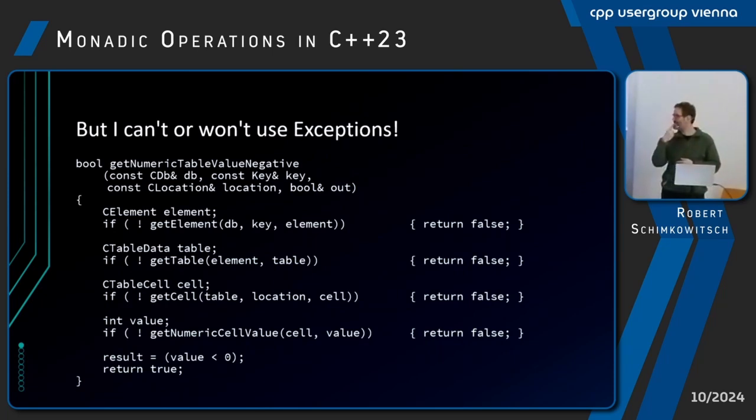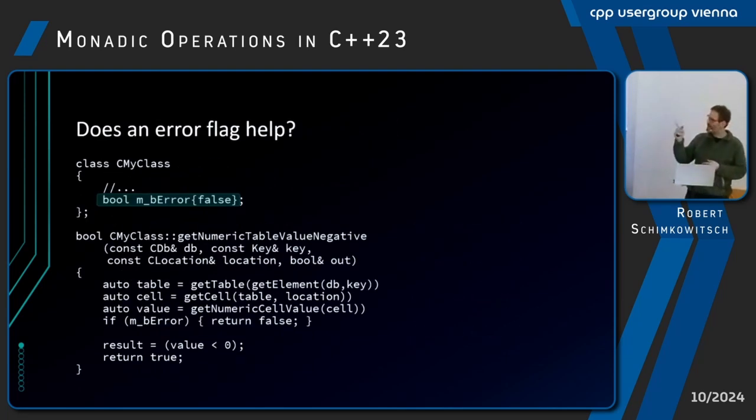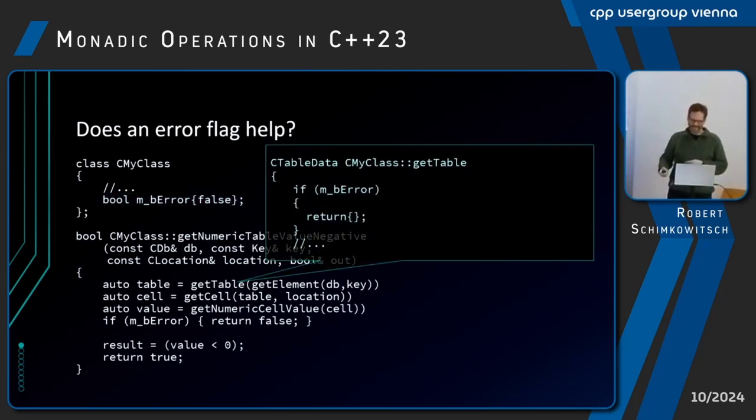Other ideas? Well, how about this? We have a class and we take a class member and make it an error flag. Isn't that wonderful? Looks pretty. Except we have just shuffled the boilerplate code around. It's now inside the functions, hidden from sight and the slide, but it is there. And woe to us if we forget to check the error flag at the beginning of a function. Anything could happen, really.